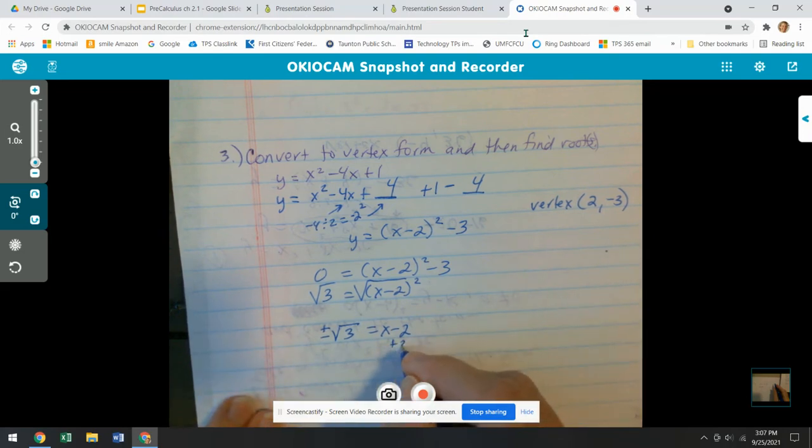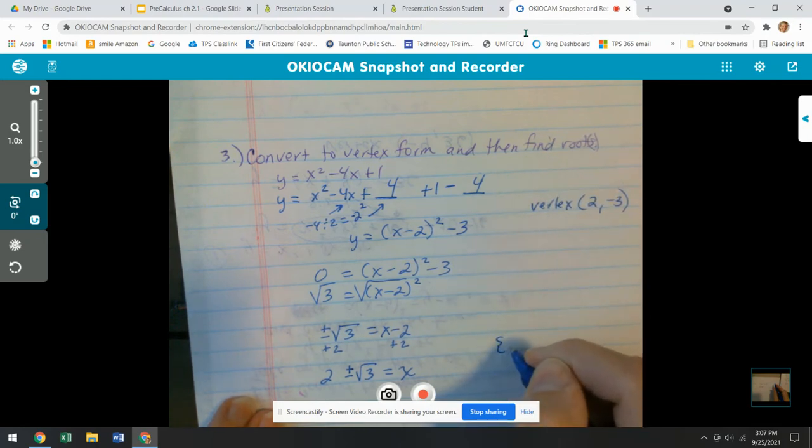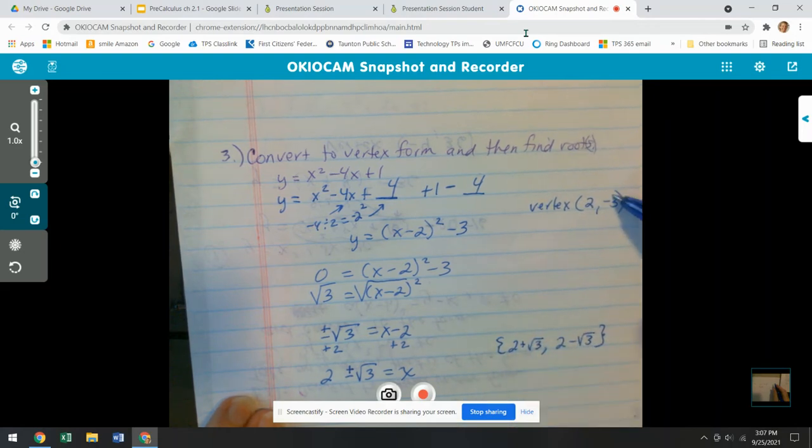We're going to add 2 to both sides. So I'm just going to write it out a little more straightforwardly here. What we're going to evaluate is 2 plus and minus the square root of 3. And those are our roots. So whatever 2 plus the square root of 3 is, and whatever 2 minus the square root of 3 is, those are our roots. We have the vertex.